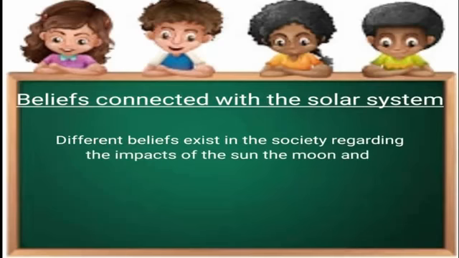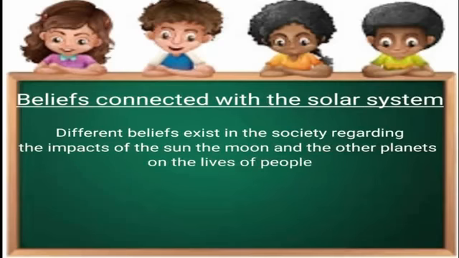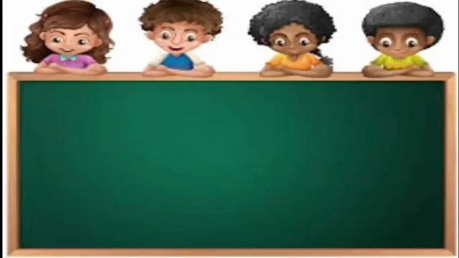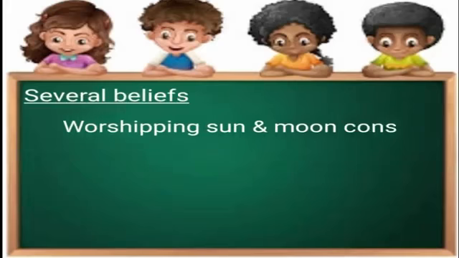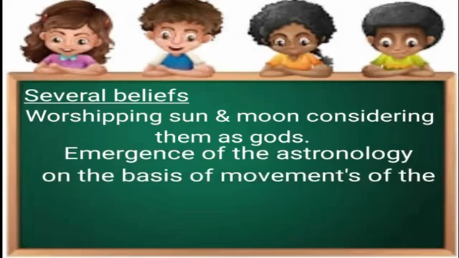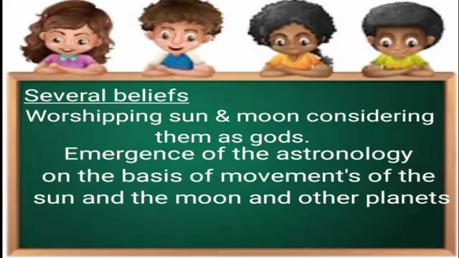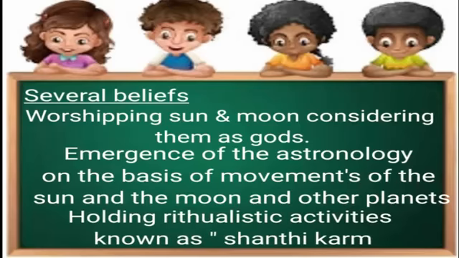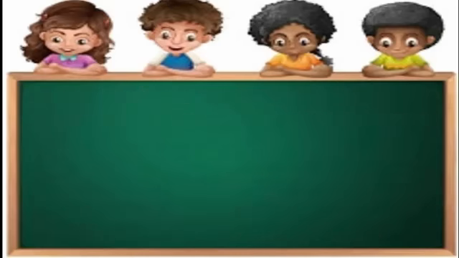Different beliefs exist in society regarding the impacts of the Sun, the Moon and other planets on the lives of people. Several beliefs such as: 1. Worshipping Sun and Moon considering them as gods. 2. Emergence of astrology on the basis of movements of the Sun and the Moon and other planets. 3. Holding ritualistic activities known as Shinto karma.